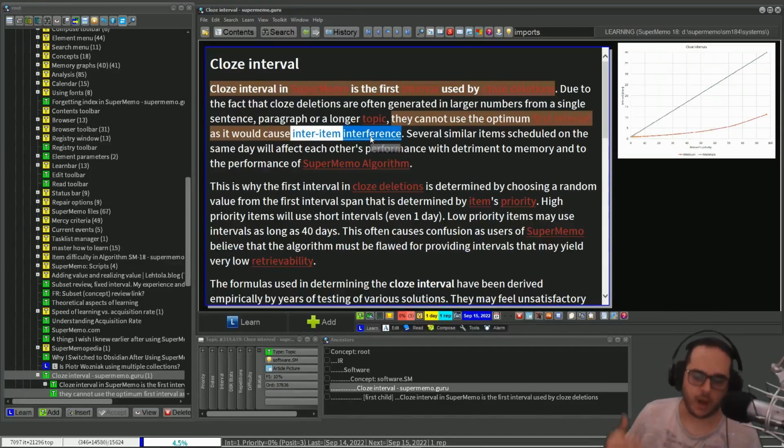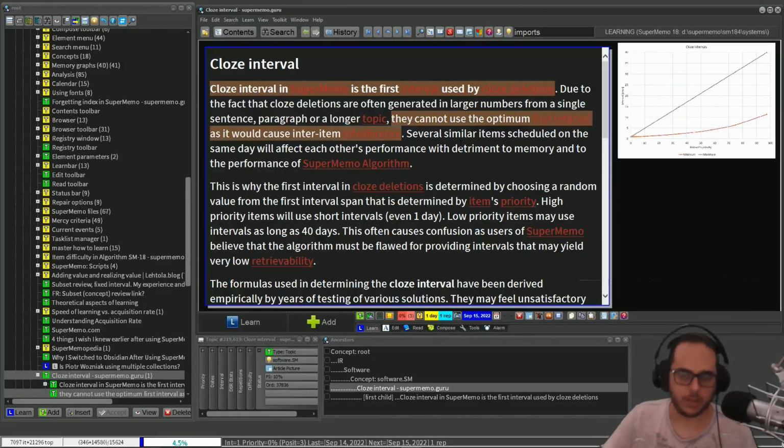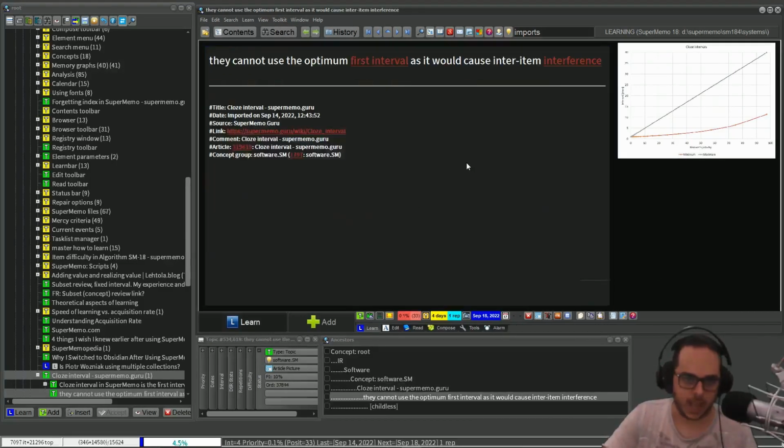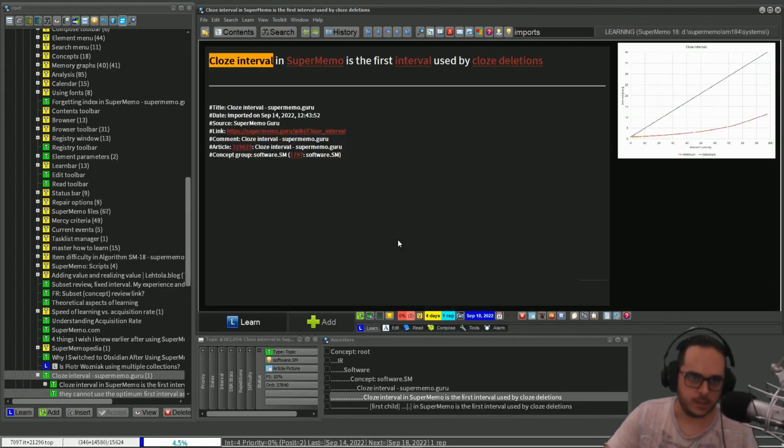You will have to do a lot of close deletions within the same topic to have this anyway, if it's low priority, but it could happen. But anyhow, it is minimized. Now, let's actually check that out. So here I had a one day interval, and I made the close deletion from this element.